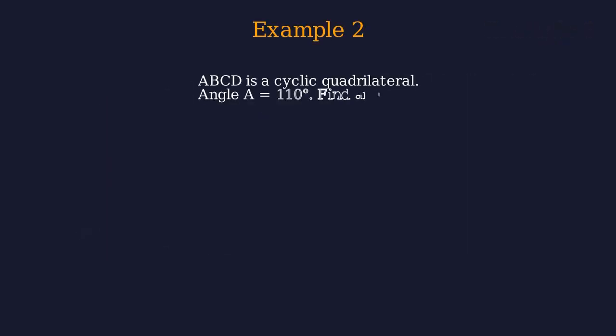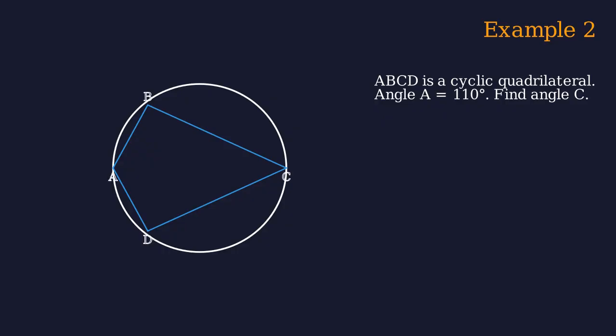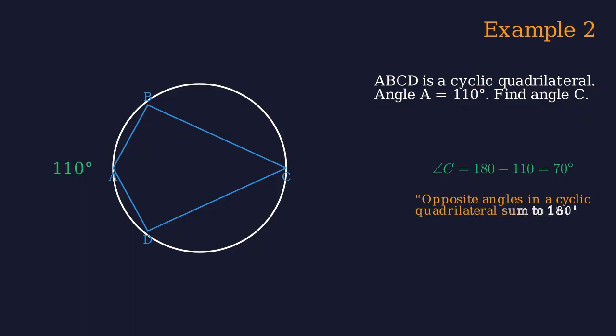Example 2. ABCD is a cyclic quadrilateral. You're told angle A equals 110 degrees and asked for angle C. Use the cyclic rule. Angle A plus angle C equals 180. So angle C equals 180 minus 110 equals 70. Write the algebra. C equals 180 minus A equals 70. Again, write the reason. Opposite angles in a cyclic quadrilateral sum to 180. That's the key phrase to earn the method mark.